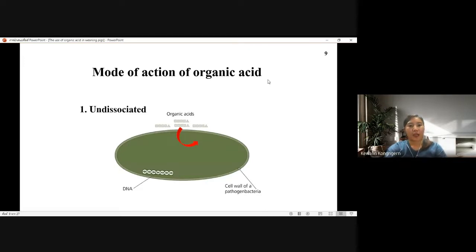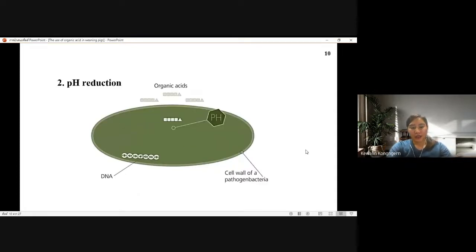First is undissociated acid. The organic acid is undissociated in the solution and can get through the cell wall to the inside of the cell. And second is pH reduction. The organic acid will dissolve in the cell and release hydrogen ions, which can reduce the pH in the cell.